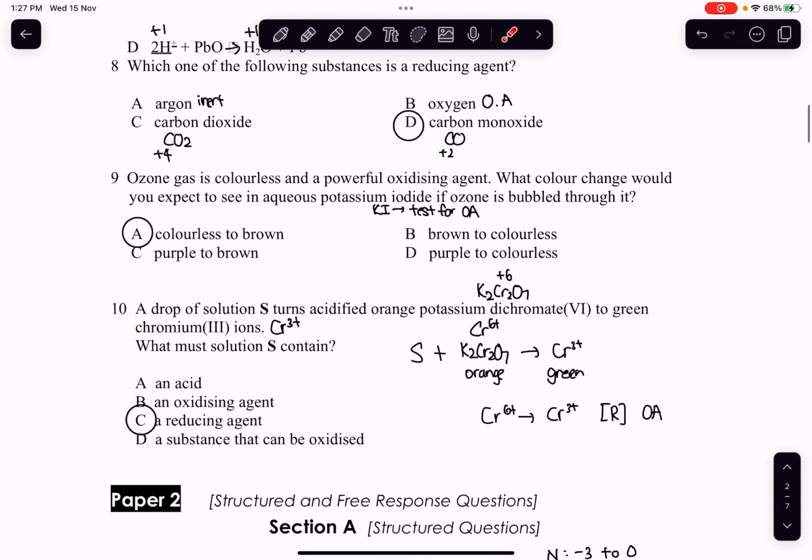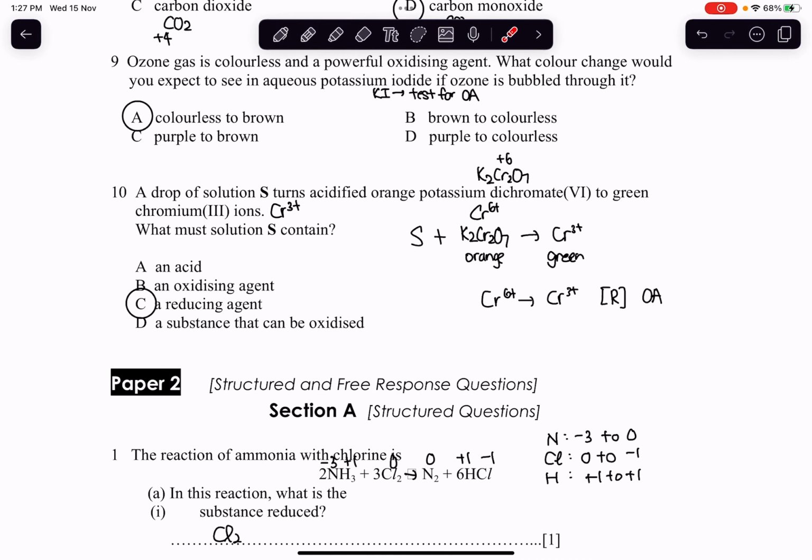Question 8. Which of the following substances is a reducing agent? This one you have to refer to the textbook, I believe. Carbon monoxide is a common reducing agent. There's a list of very common reducing agents and oxidizing agents in the textbook. In the slides, I only included about 3 of each.